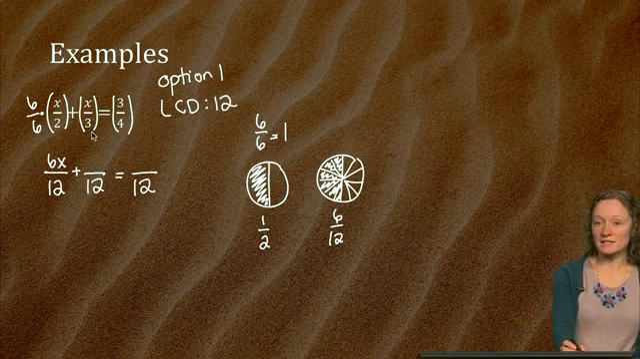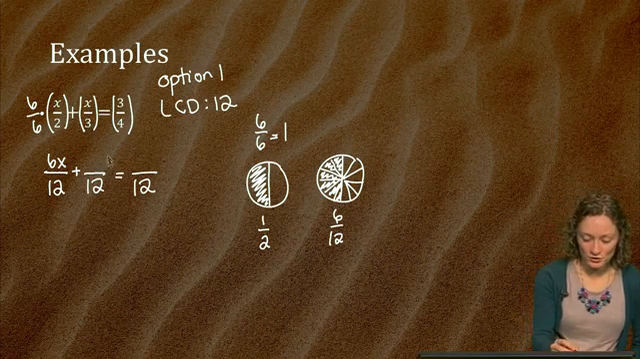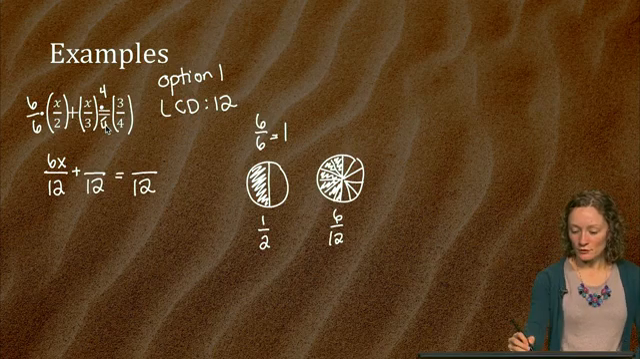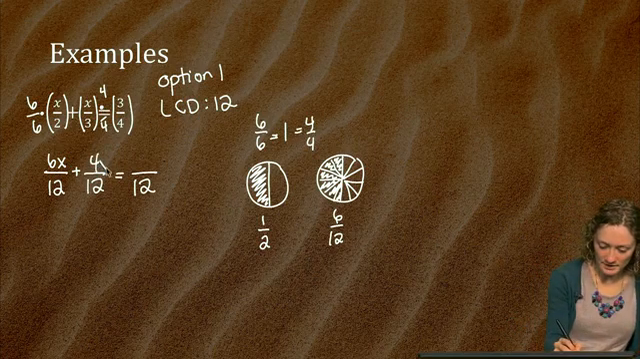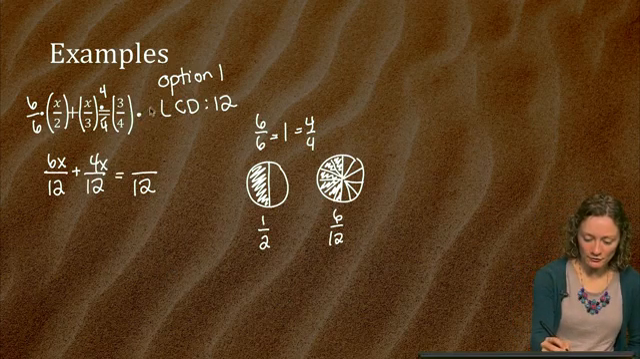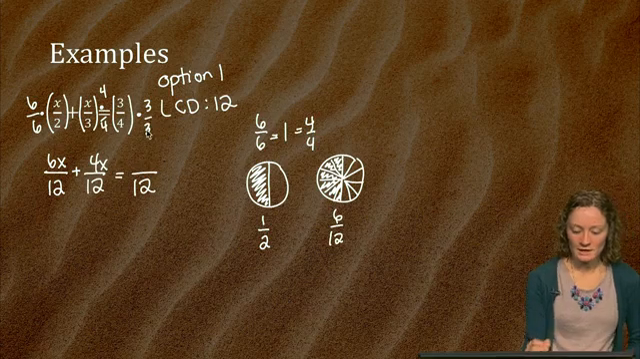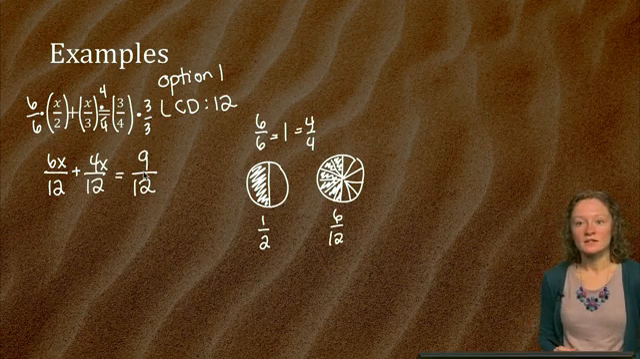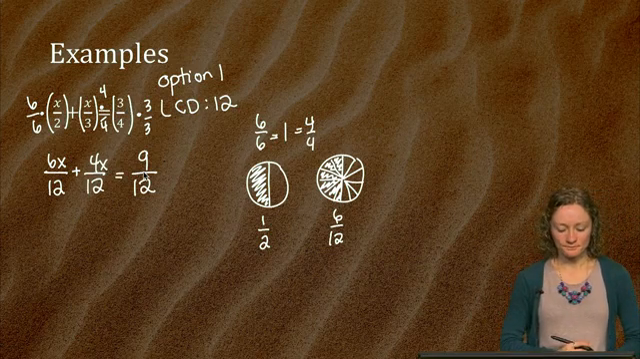Okay, our second fraction has a denominator of 3. In order to get it to have a denominator of 12, we'll multiply the top and bottom by 4. Again, 4 over 4 is equal to 1. So this will give us 4x in the numerator here. And then our last fraction has a denominator of 4. We'll multiply the top and bottom by 3. 3 times 3 gives us 9 over 12.